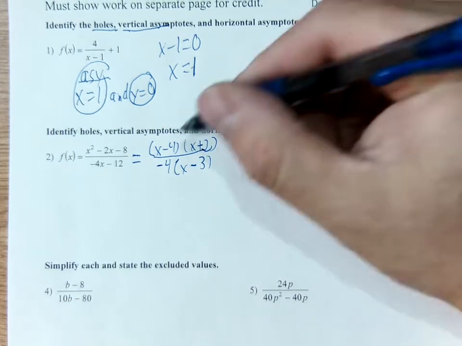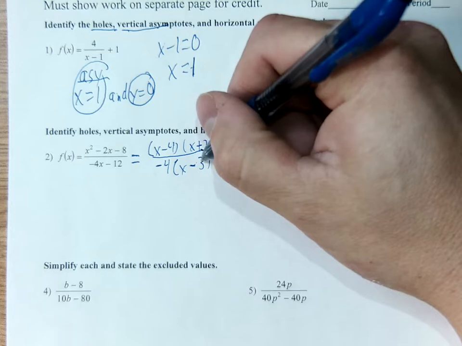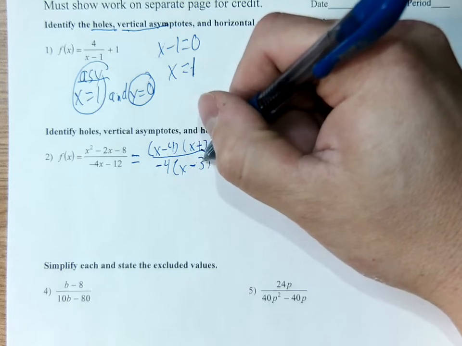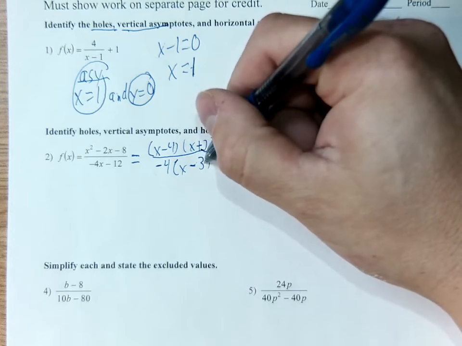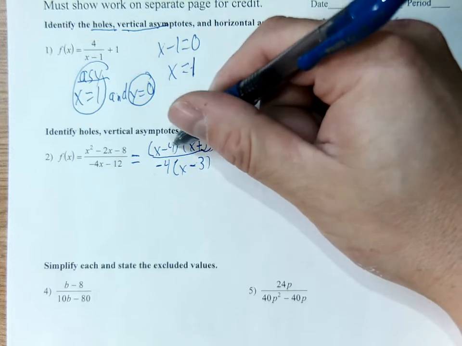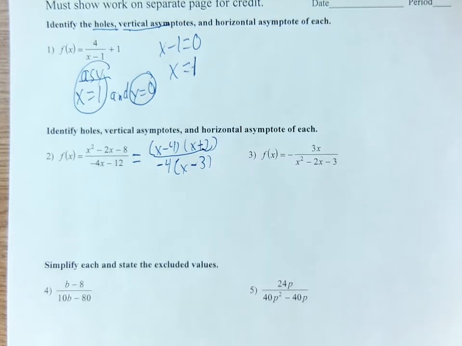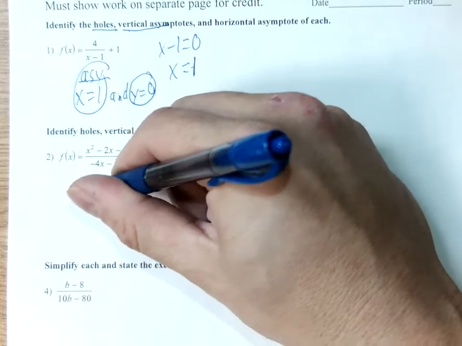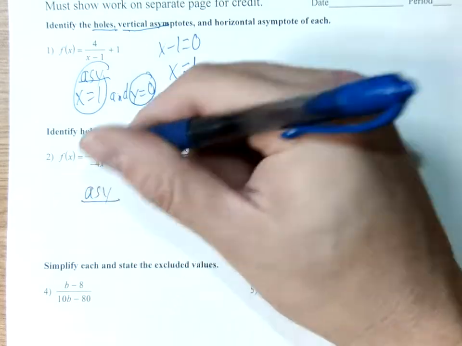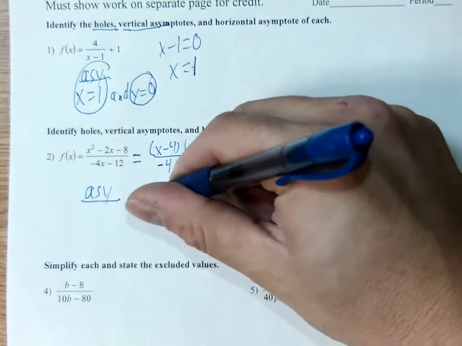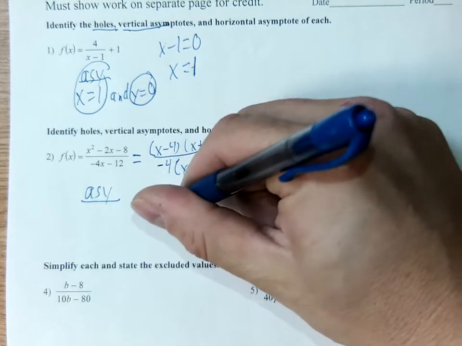So I'm looking at these numbers. If these had canceled, if there had been x minus 4, then I wouldn't have an asymptote, I'd have a hole. But because it's x minus 3, and all three of them are different, that is in fact an asymptote. So once again, we have an asymptote, we set x minus 3 equal to 0. X equals 3.